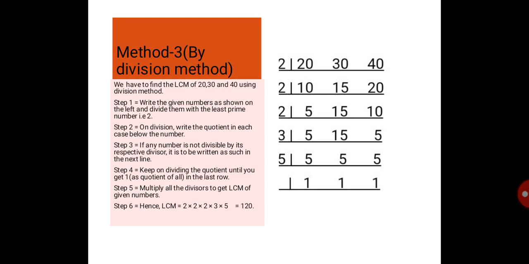Now we multiply all the divisors to get the LCM. So here the LCM is 2 into 2 into 2 into 3 into 5, that is 120. So the LCM of 20, 30 and 40 is 120. Understand everyone?